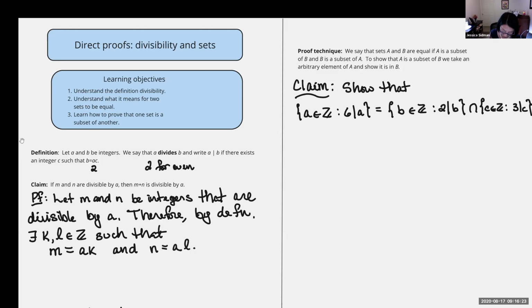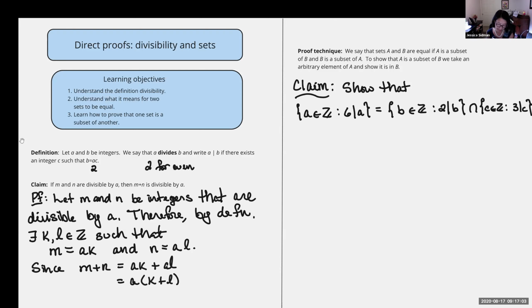All right, so now I have to do a computation, and I have to remember I have to put that computation inside of a sentence. So I'm going to do since. I'm going to know where I'm going in advance. Since I want to make a conclusion about m plus n, that's what I want to compute. Since m plus n is equal to ak plus al, and now I'm going to factor out the a.